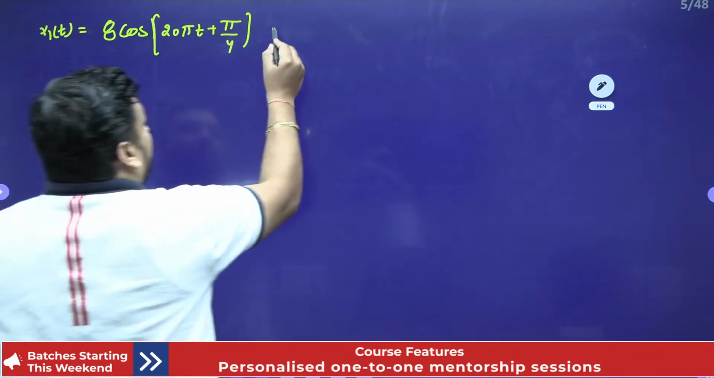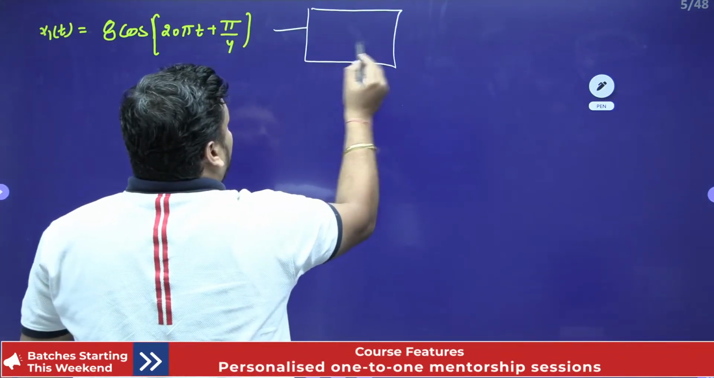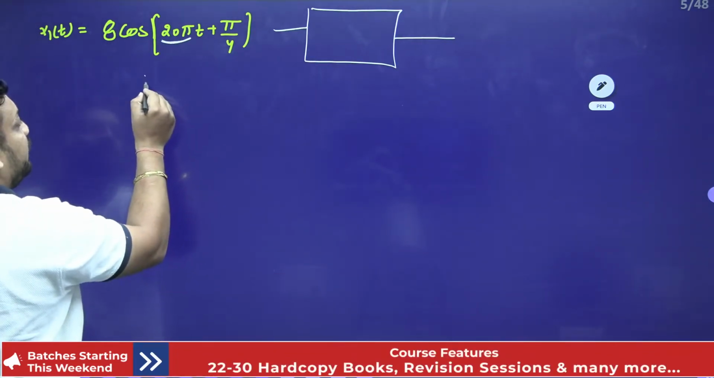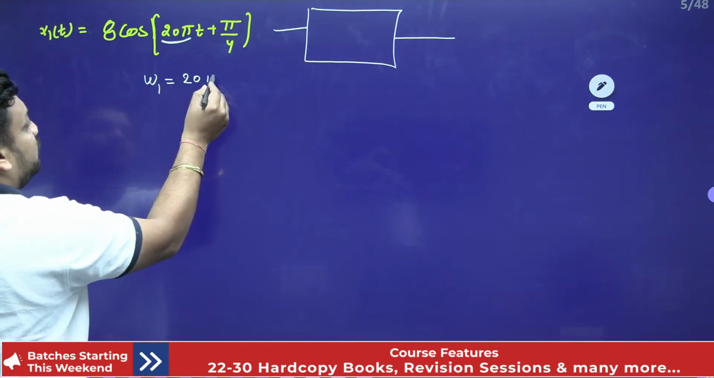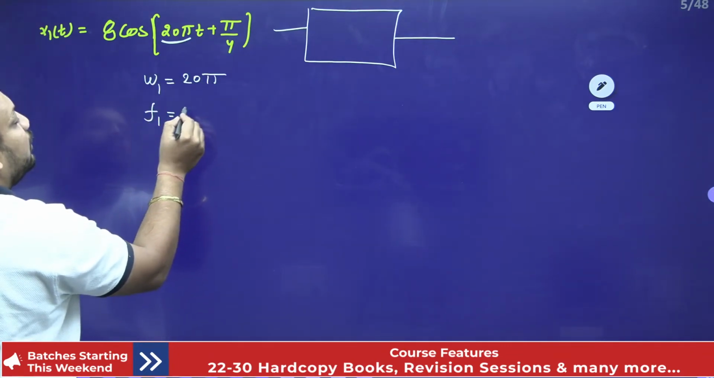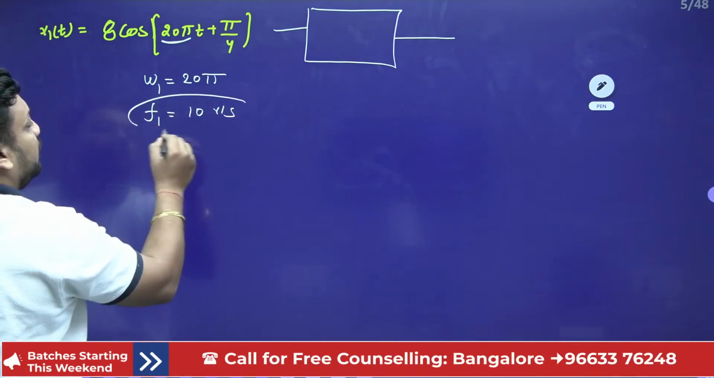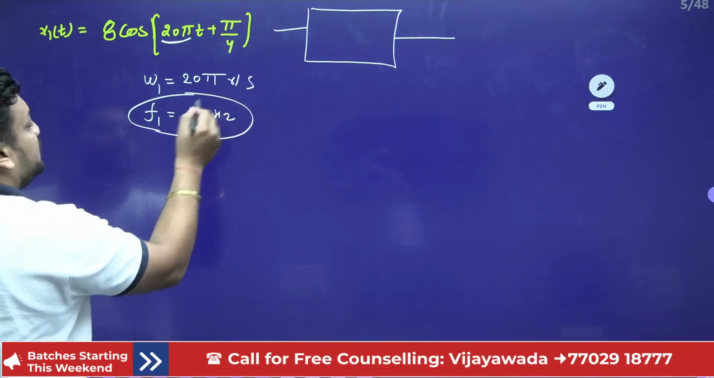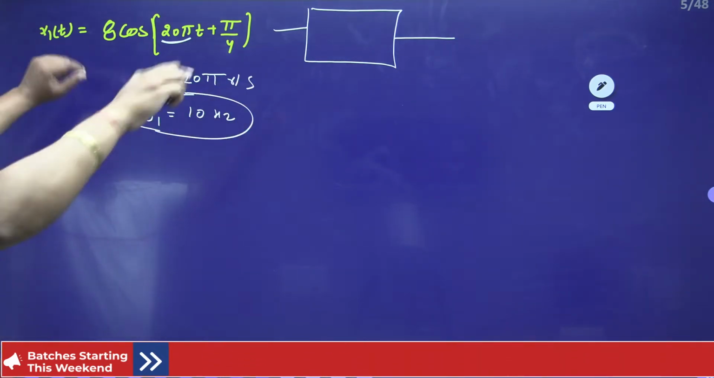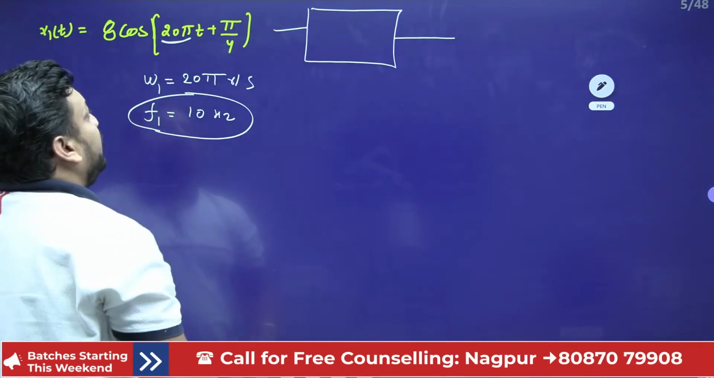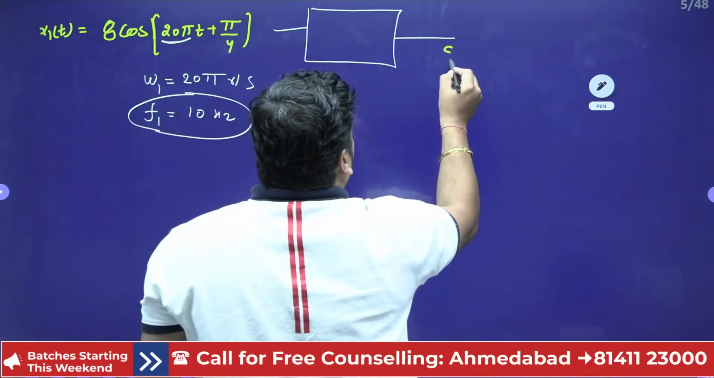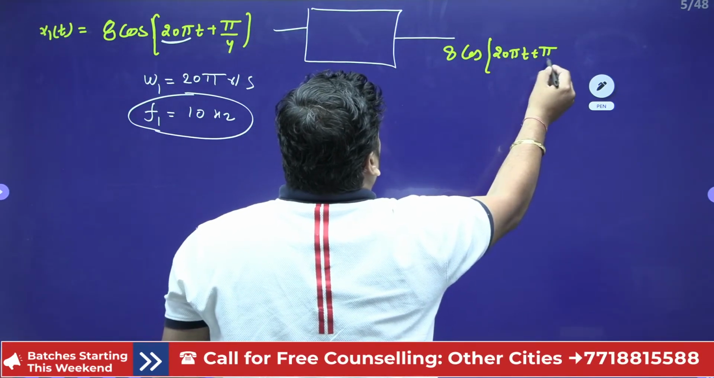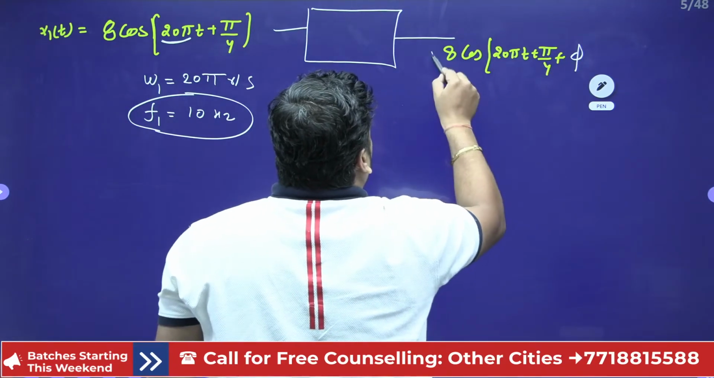Now students, tell me, for this sinusoidal input, what should the output be? First of all you have to check the frequency. What is the frequency? Omega 1 is nothing but 20 pi. So what is the frequency f1? It is nothing but 10 hertz, because 2 pi radian per second corresponds to f, so you have to divide 20 pi by 2 pi, which gives 10 hertz. Now the output should be 8 cos of 20 pi t plus pi by 4, but additionally phi will come and here A will come.